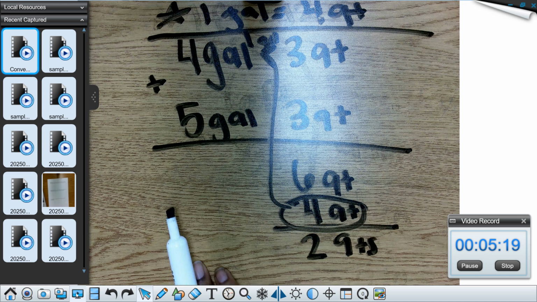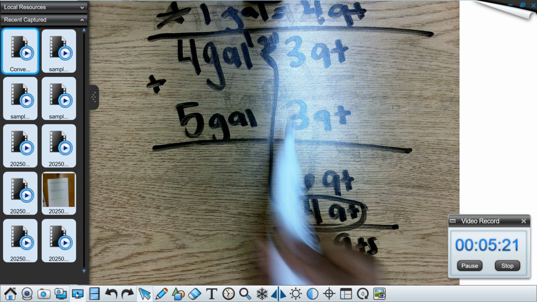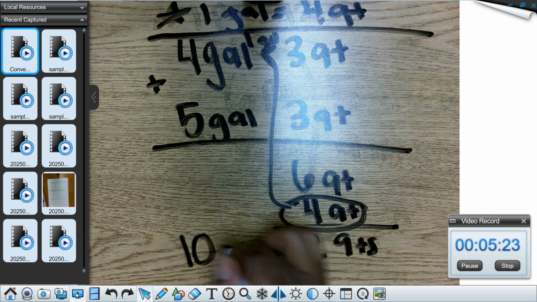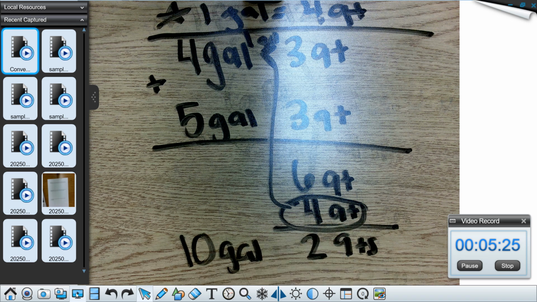So then I would just add up my gallons. 5 plus 4 plus 1 is 10. 10 gallons. And this is how we add measurements. I'll make a subtraction one later. But they do have homework tonight over this.